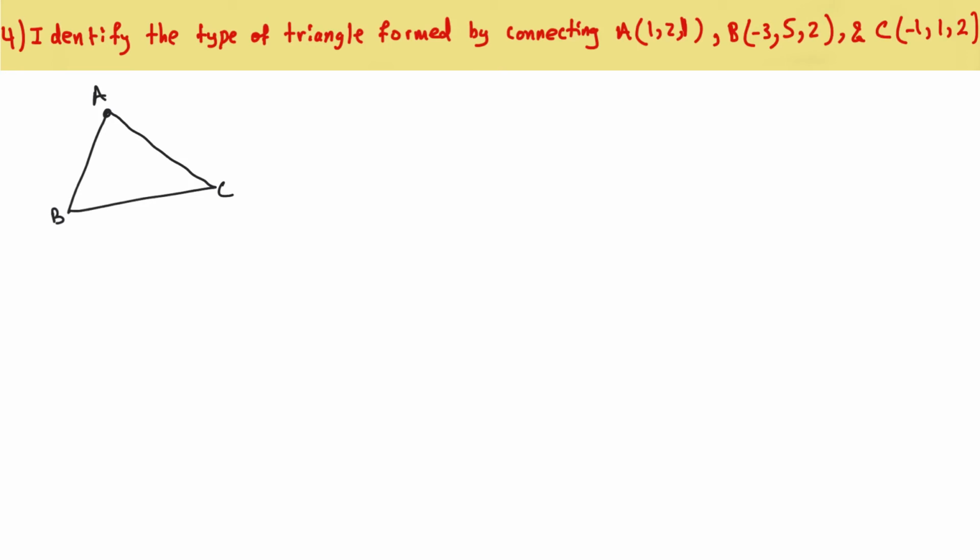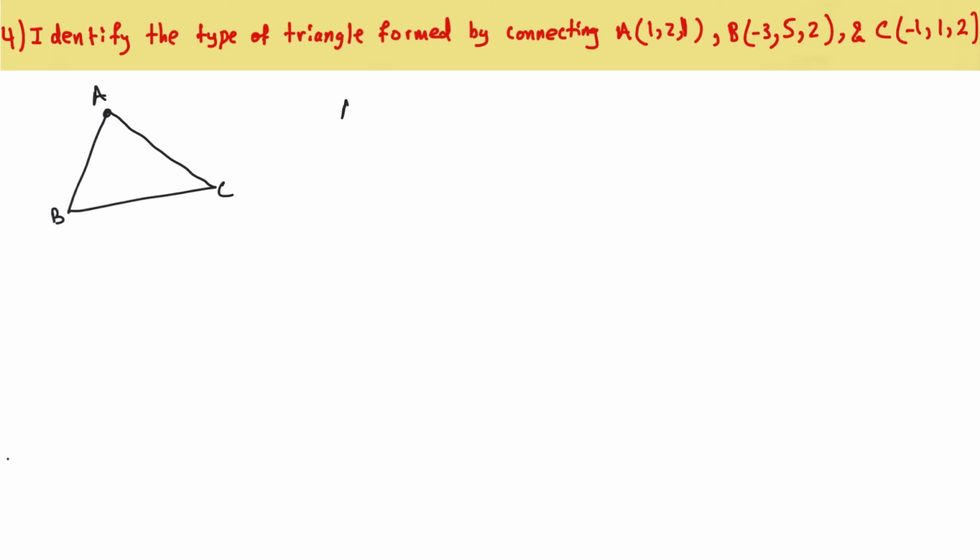To figure out what kind of triangle we have, we need to figure out the lengths of all of the sides first. If all of the sides are the same, we have an equilateral triangle. If 2 of them are the same, then we have an isosceles triangle, and we have a scalene triangle if all of them have different sides. And once we have the sides, we also have to use the Pythagorean theorem to check whether the triangle is a right triangle or not. So let's get started.